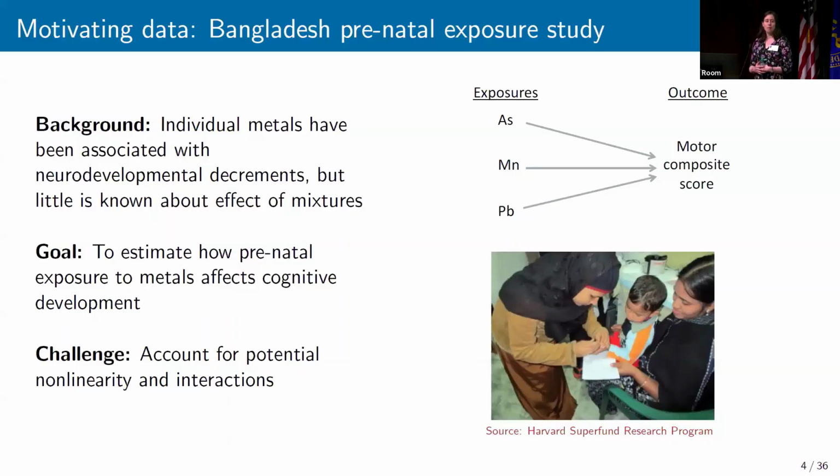So the goal of the study was to estimate how prenatal exposure to metals affects cognitive development. And one of the challenges of the study is that it had been reported that there were some nonlinear effects of some of these metals, as well as possible interactions. So we wanted to be able to have a method that can account for those complex exposure-response relationships.